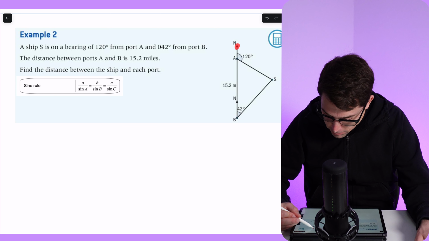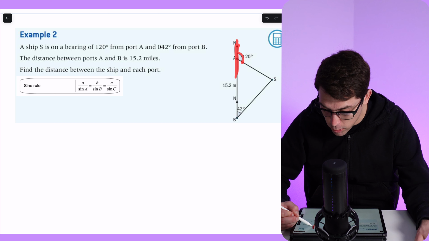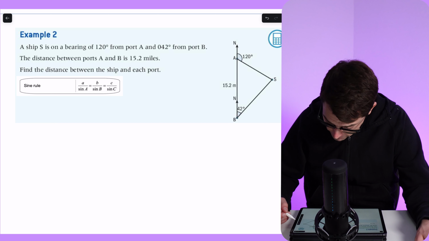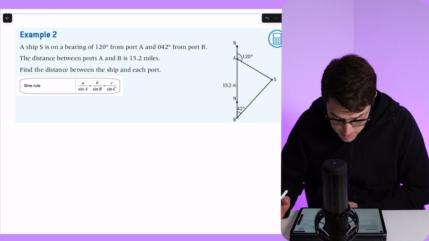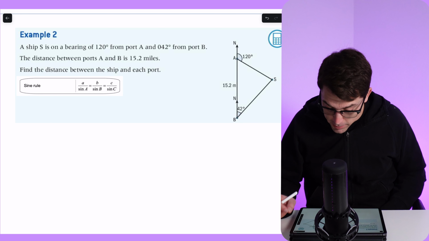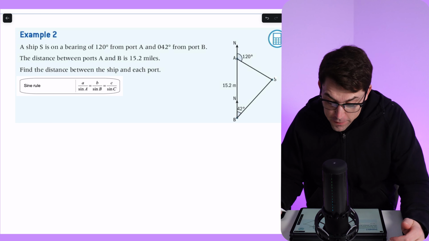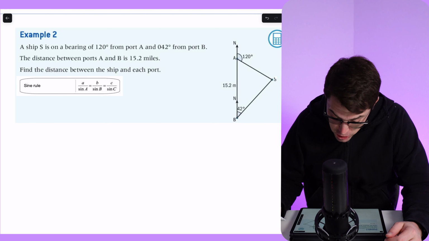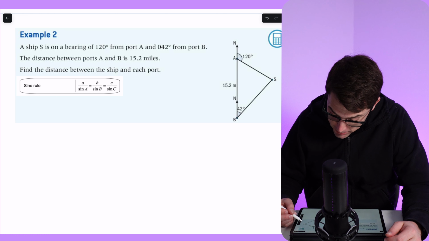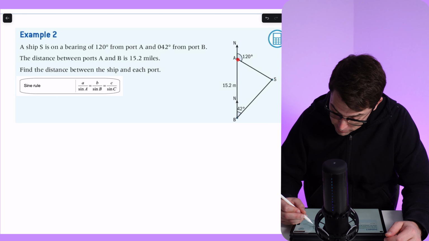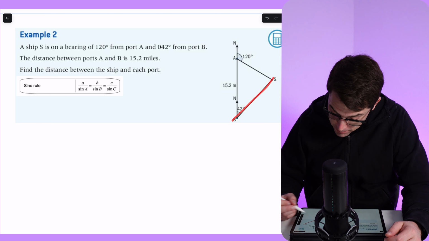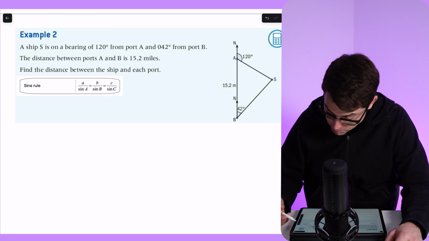And if you forget what a bearing is, it's an angle that is measured clockwise from the north-south line. So here we have north. This is the north-south line. So that 120 degree bearing is that clockwise angle from that north line, that straight up and down line. So let's find the distance between the ship and each respective port. Remember, the ship is S right here. So we want to figure out how far it is from A and how far it is from B, and let's just find that out.